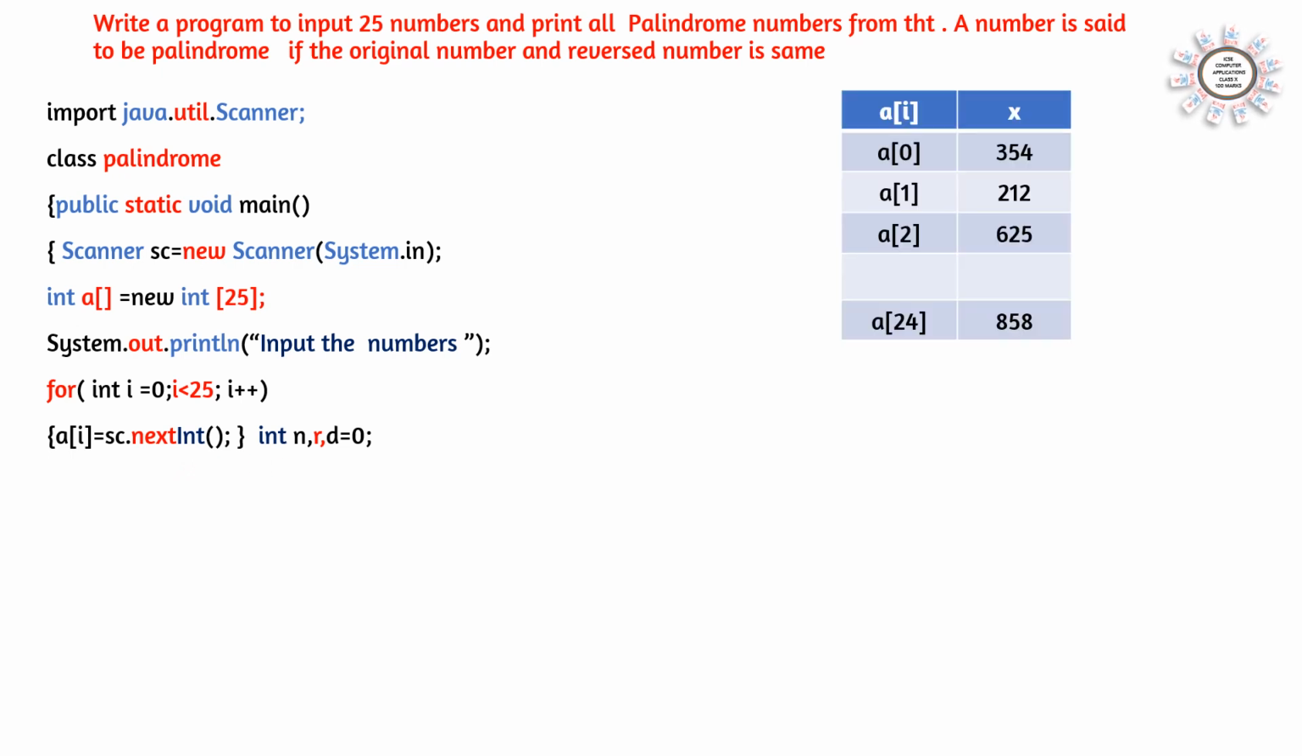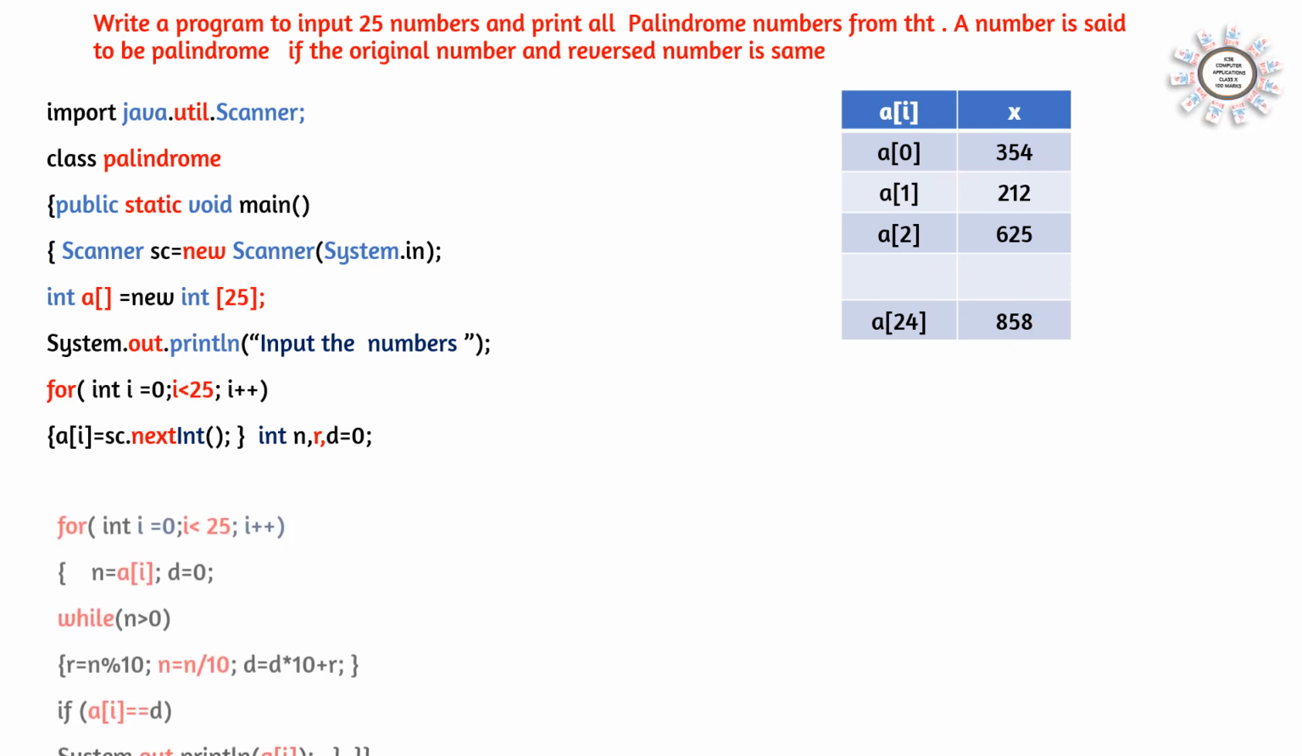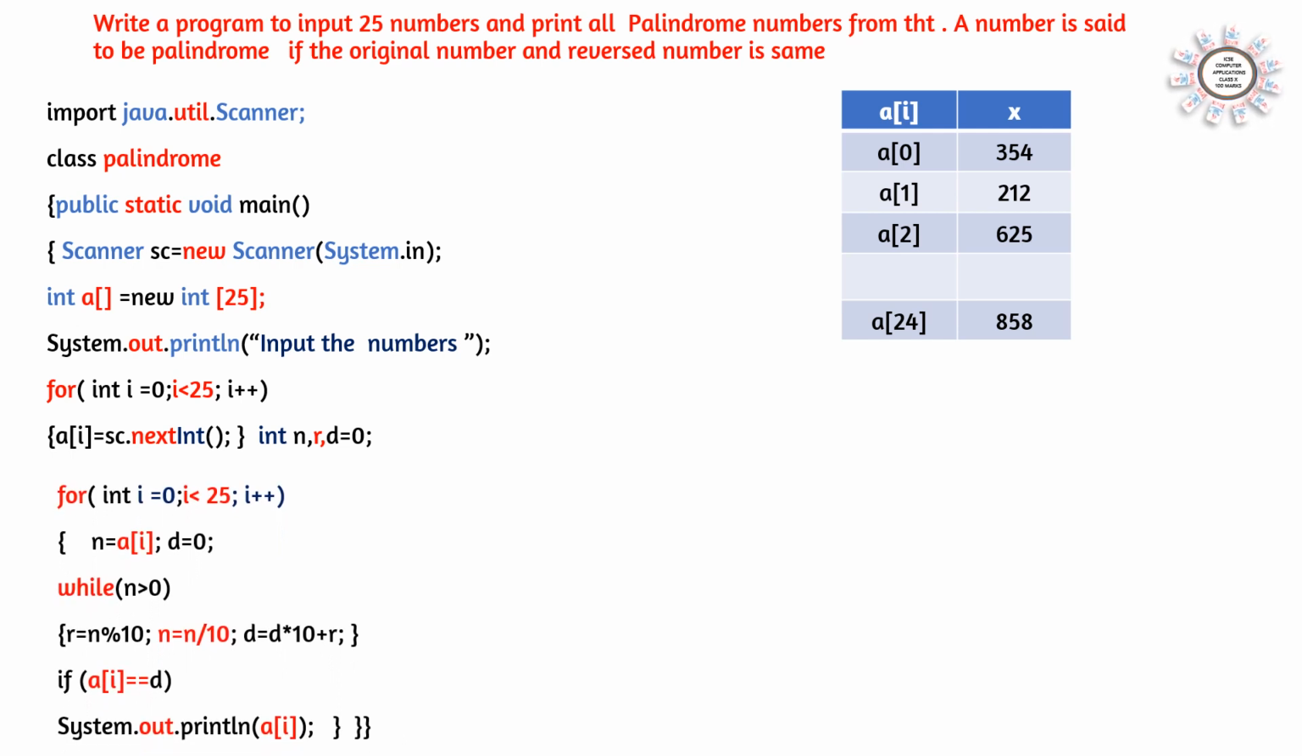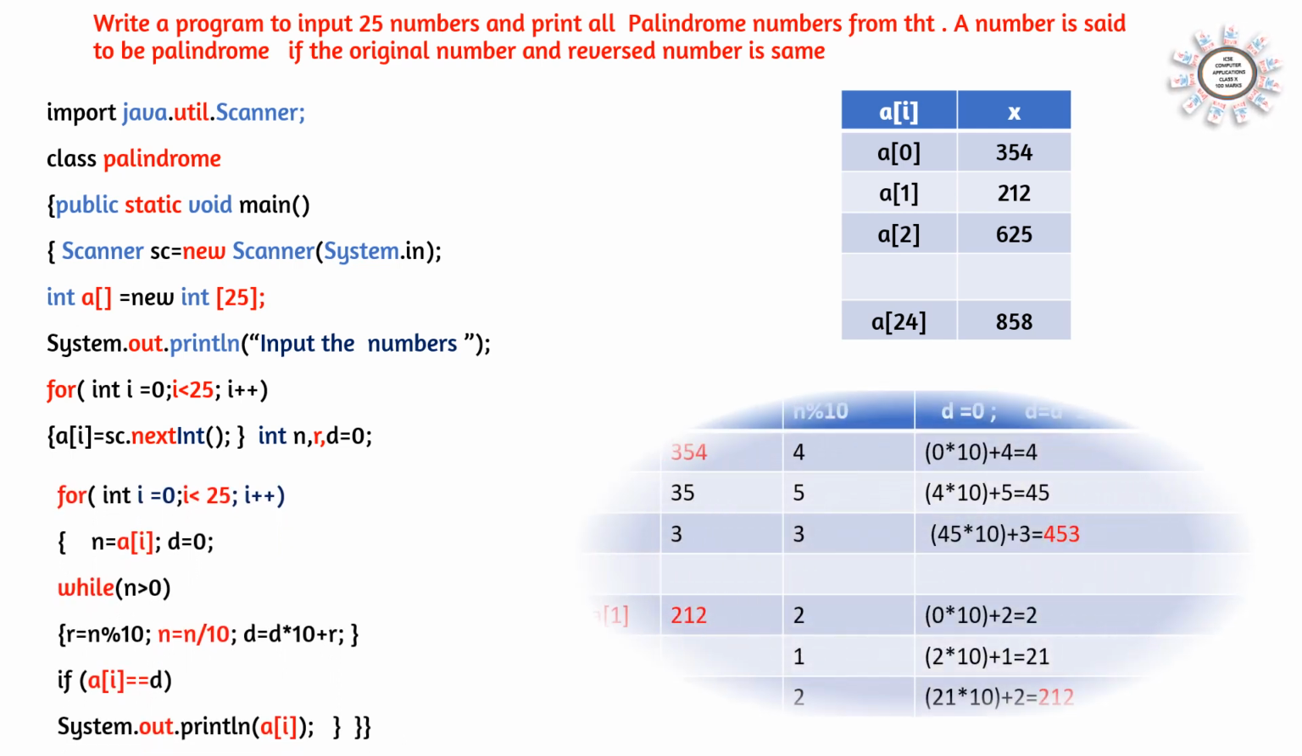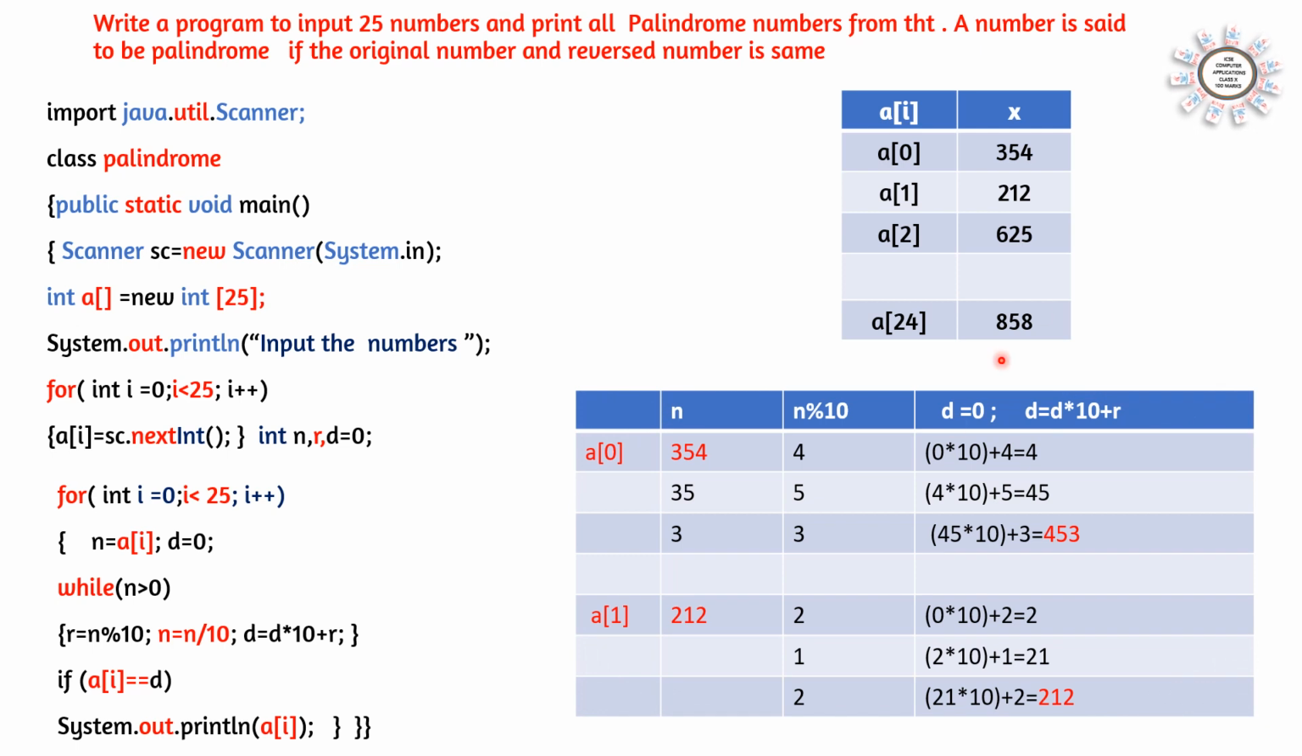And variables are declared which we will be discussing. So in a of i we can see numbers are inputted till a24. And after that we can check whether the numbers are palindrome or not. Palindrome means take the number, reverse the number. For example, here we can see 354. When you reverse you will get 453. 212. When you reverse we will get 212. That means accept a number, reverse it. And if both the numbers are same, it is a palindrome number.